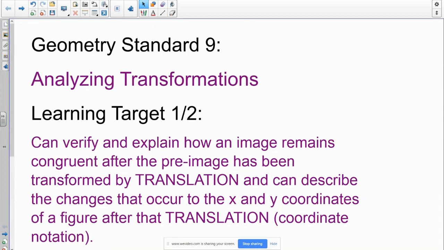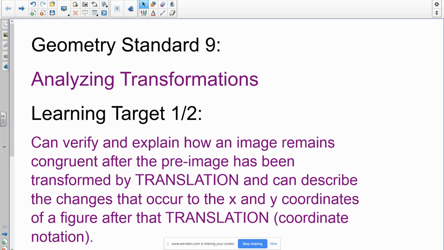Geometry Standard 9. We're going to actually get into the learning targets now, and we're going to put learning targets 1 and 2 together, but we're going to do each movement by themselves. So the first movement we're going to look at is translation. So the learning standard, again, is analyzing transformation.